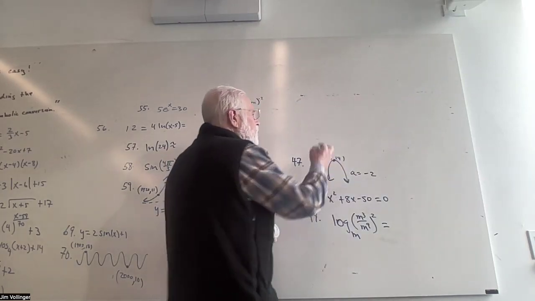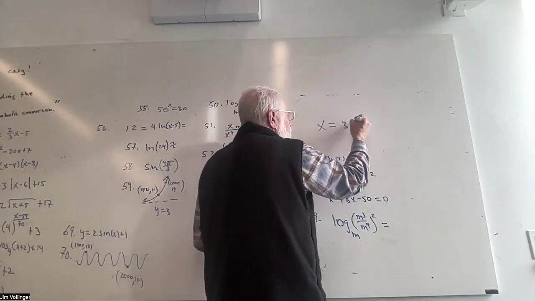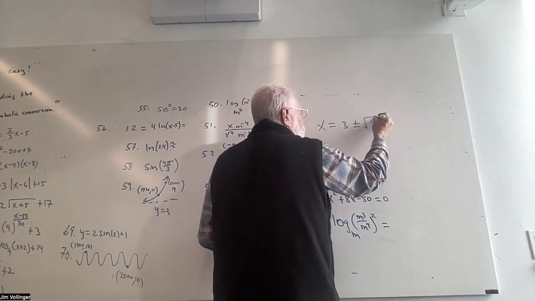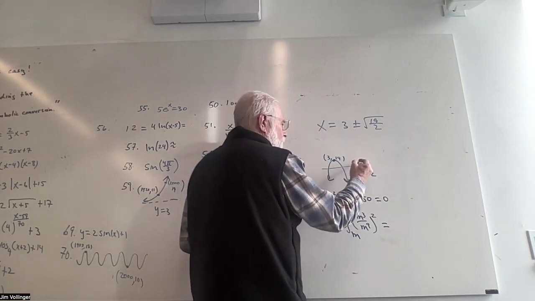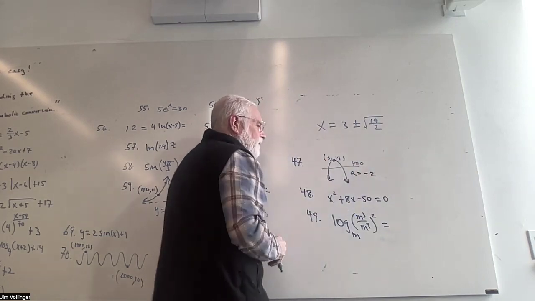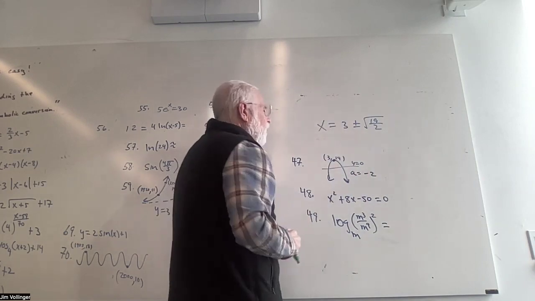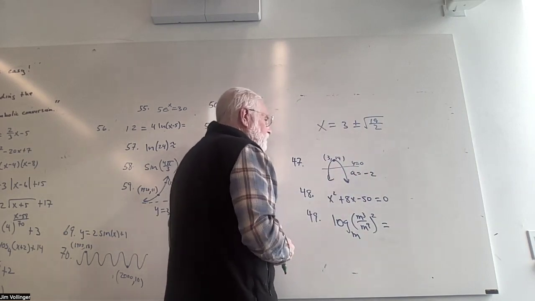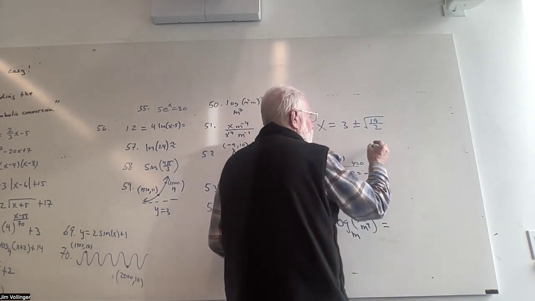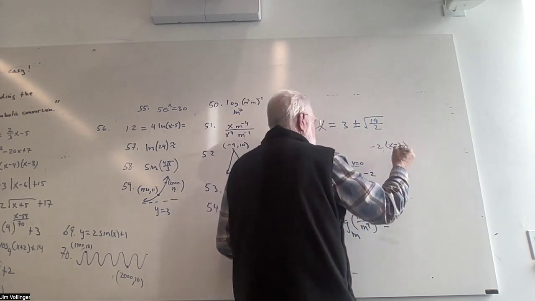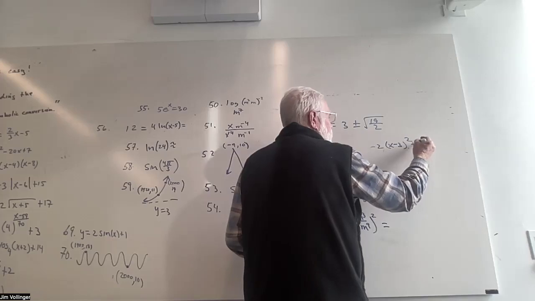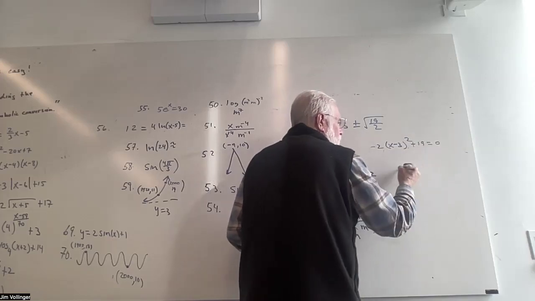Okay, I'm hoping you can just look at this and write your answers, 3 plus or minus. The answers are real. I can get an intersection with 0. 0 is below 19, so I have real answers. There they are. How do I get that? Put it in graphing form. Minus 2 times x minus 3 squared plus 19. When does that equal 0?